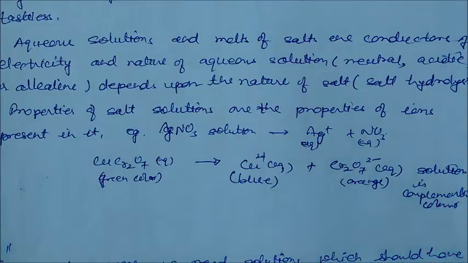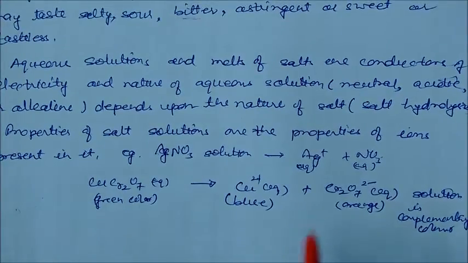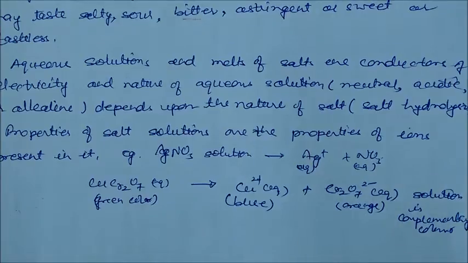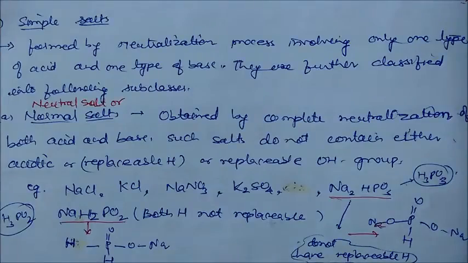So this is one of the colors, which is defining the property of the ions present in it. So these are some properties of the salt. Now let us see the classification of salt.